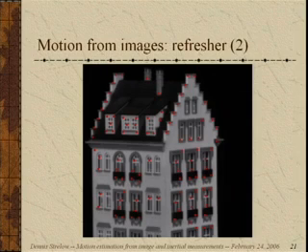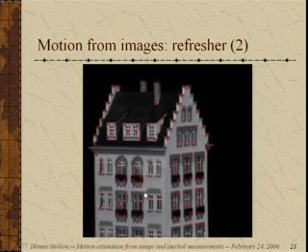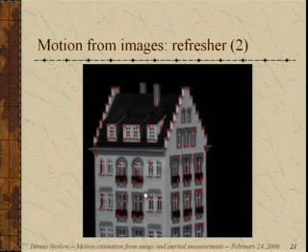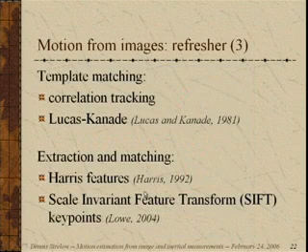Okay, so this is a classic example. It's the hotel sequence taken by, I believe, Carlo Tomasi at CMU. The subsequence I've taken is about 20 images. We've automatically extracted about 100 points that are in well-textured parts of the image, and we've tracked them using Lucas Kanade through that 20-image sequence.